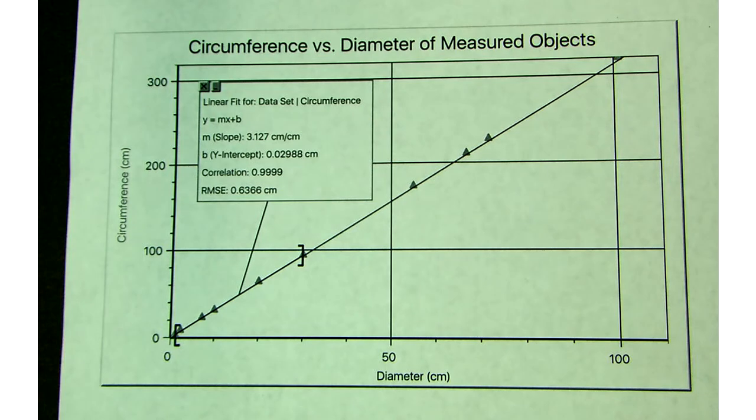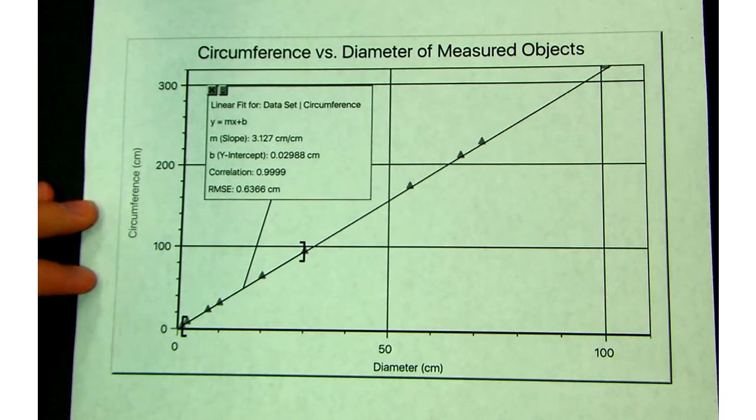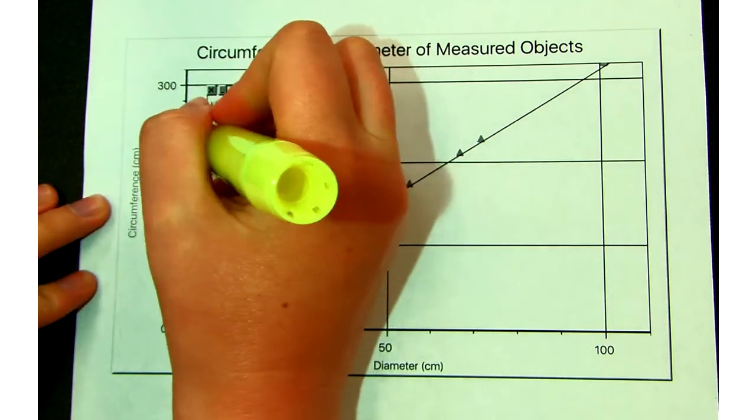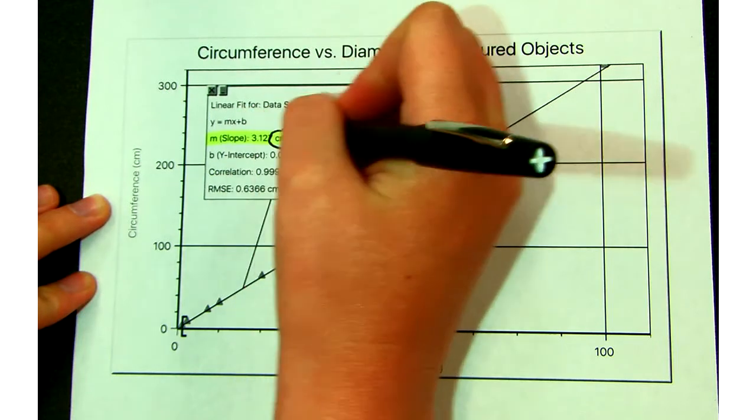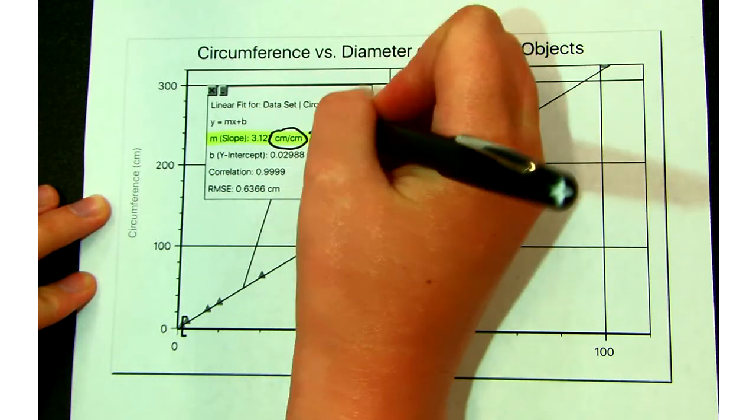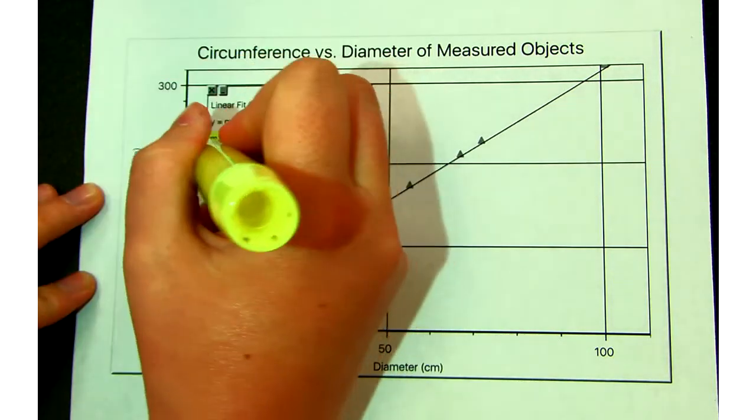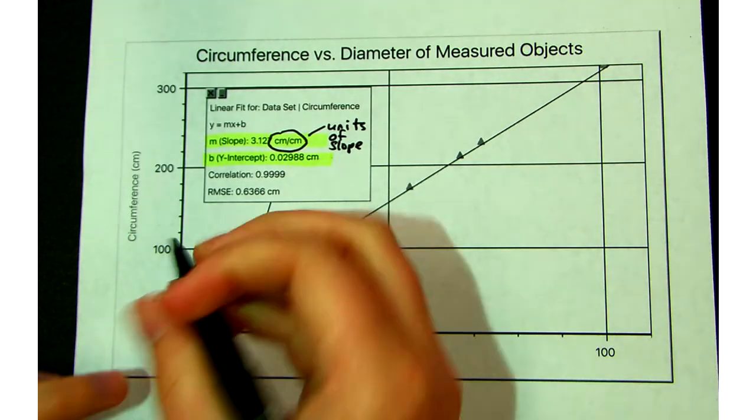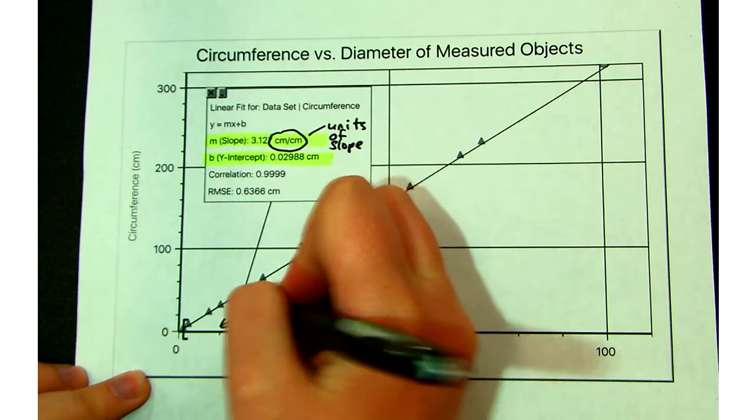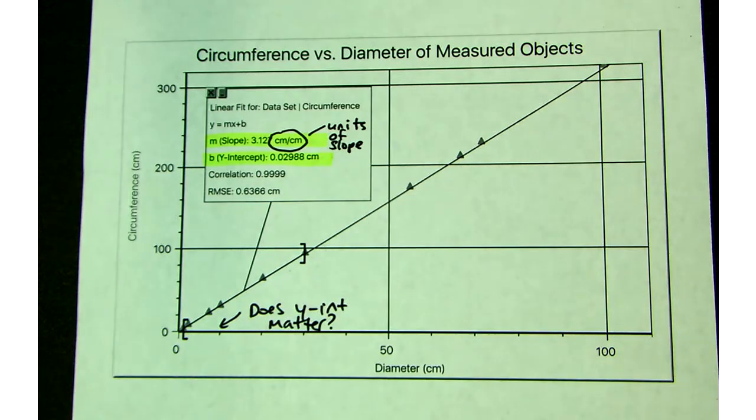All right, most important things that you need to know from your line fit or your curve fit. We need to know the slope. We need to note on here that we have units of slope, and we also want to know what's the y-intercept. Now, you might look at this graph and say, does this matter? So does the y-intercept matter? Or is it so close to zero that it doesn't really matter? So I'm going to show you a trick to figure out if it matters or not also.